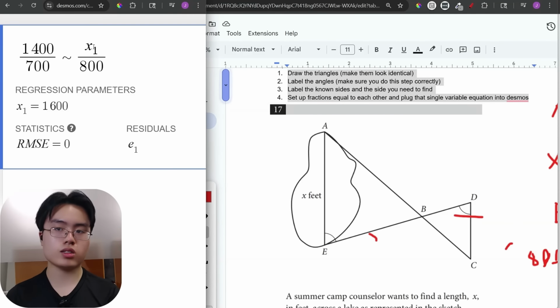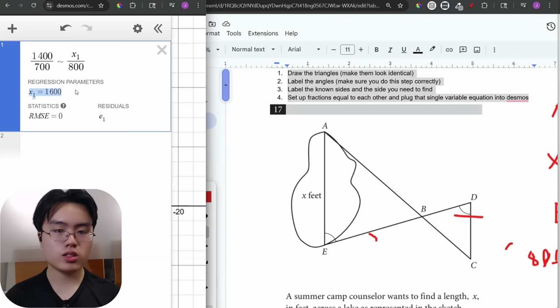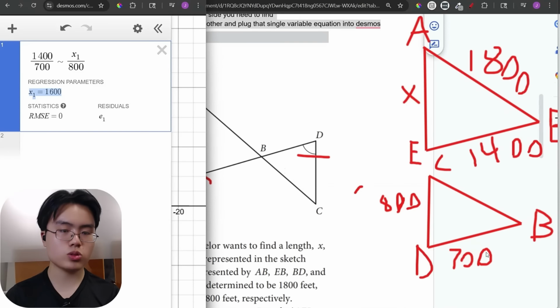Just make the x a constant by putting 1 here and replace the equal sign with a squiggly line. Just the normal stuff. You should definitely watch my Desmos guide if you haven't already. It's like the 5th time mentioning that. Okay, so we know x is 1600 and that's it. You can also do this in your head. It's 2 times greater, so you just do 800 times 2. It's 1600. That works too.